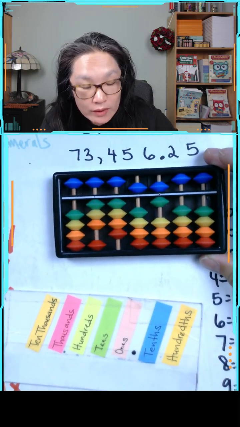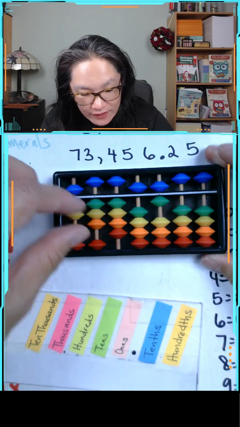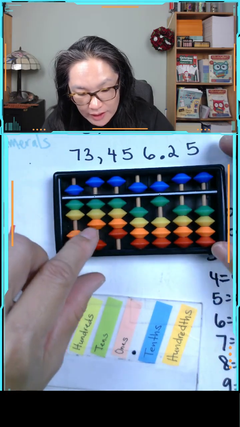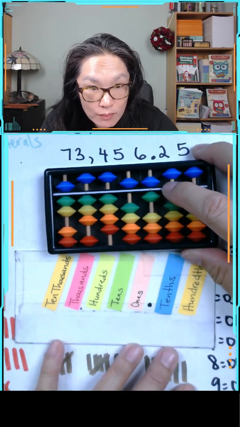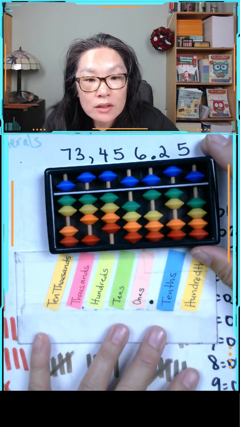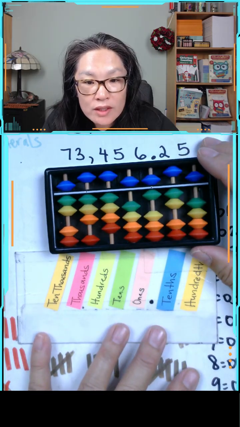So we could do another one, right? We could do 73,000. Remember that this is the comma right here. This is 456 point, there's my decimal, right? 0.25.